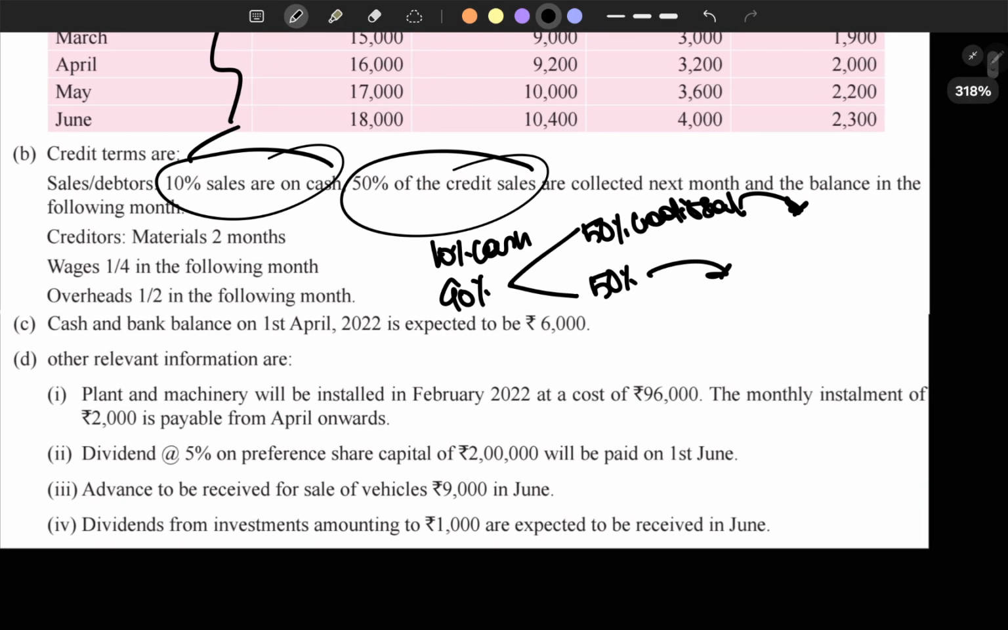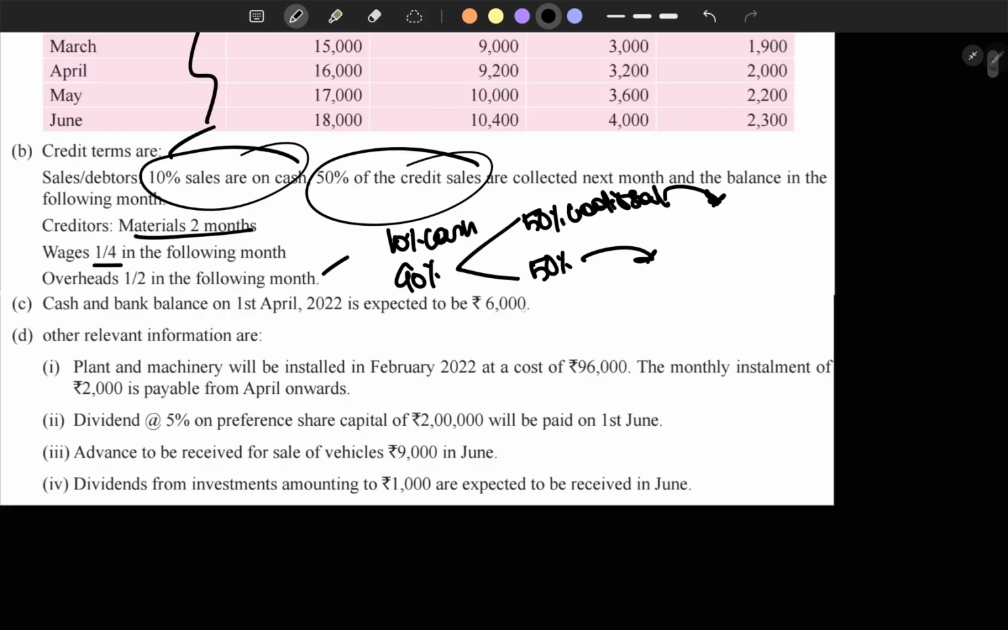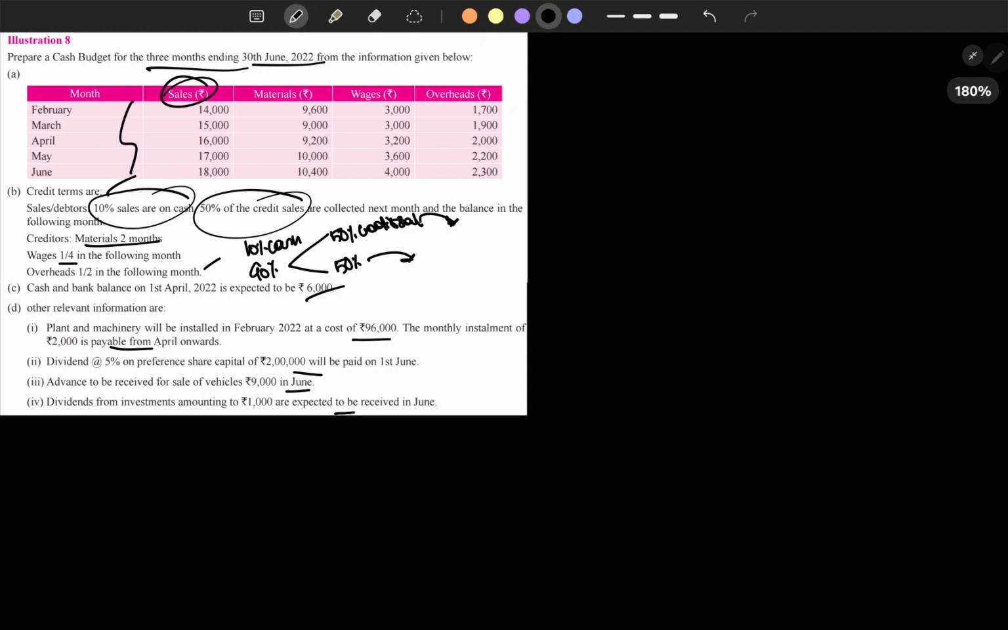And for materials we are buying, the credit period given by the creditor is 2 months. For wages, one fourth of the expense is paid in the following month. For overheads, 50 percentage is paid in the current month, and 50 percentage is paid in the subsequent month. The cash and bank balance were given, and certain other expenses also were given. These are all some receipts and payments. So we understood that.